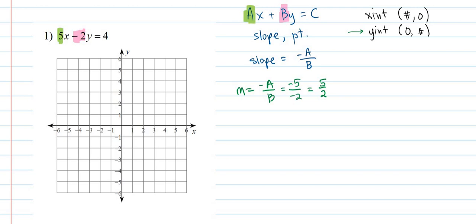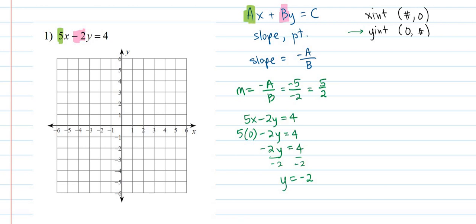So we take our equation, 5x minus 2y equals 4. And if we plug in 0 for x, notice that 5 times 0 is 0. So all we're left with is negative 2y equals 4. If we solve this equation by dividing by negative 2 on both sides, we get a y-intercept equal to negative 2.